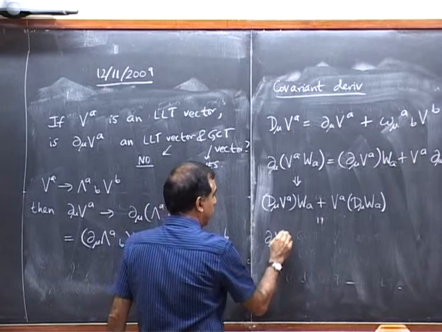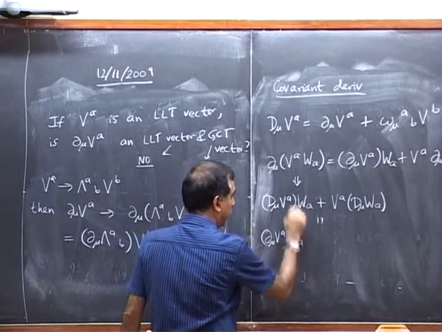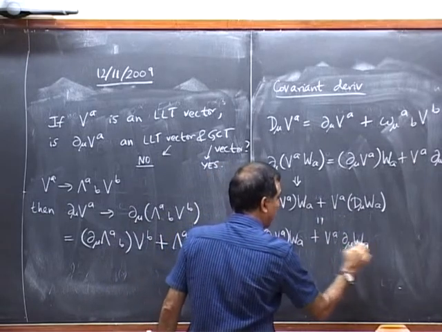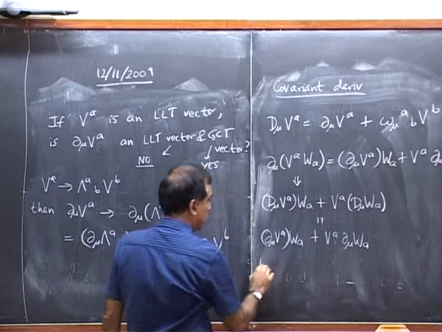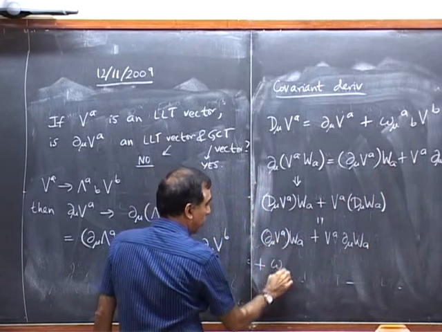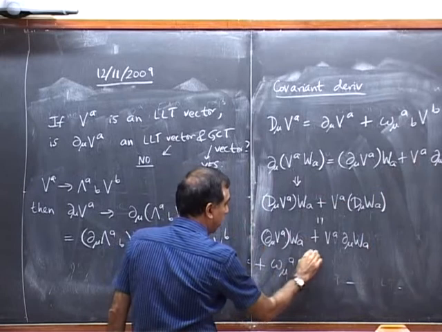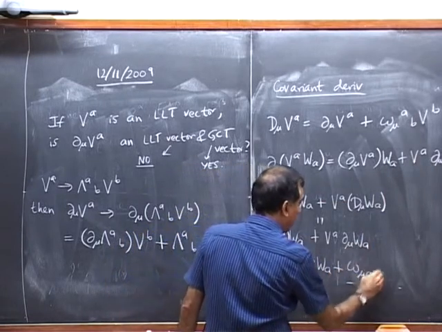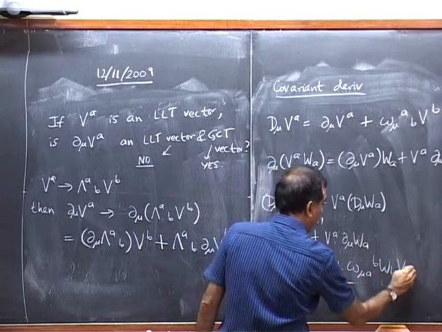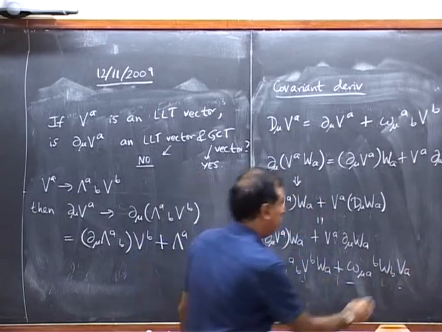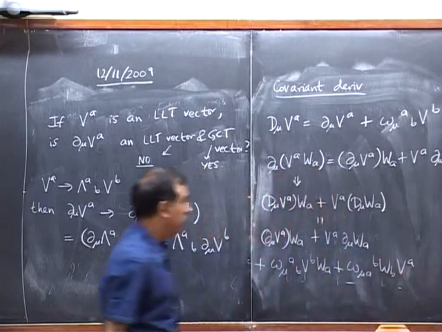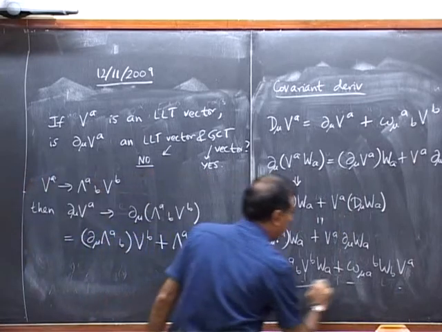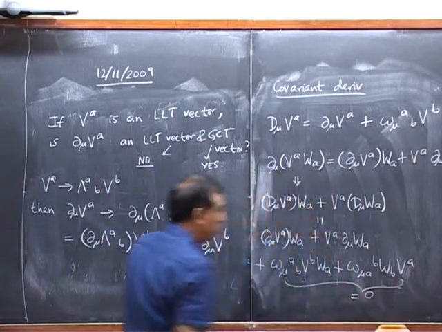First of all, we get d mu V^A W_A from here plus V^A d mu W_A from here. These two terms match those two terms. The extra terms are the omega terms. Omega mu^A_B V^B W_A. And here we get omega mu_A^B W_B. Okay, so comparing the two sides, we see that this whole thing must add up to 0.